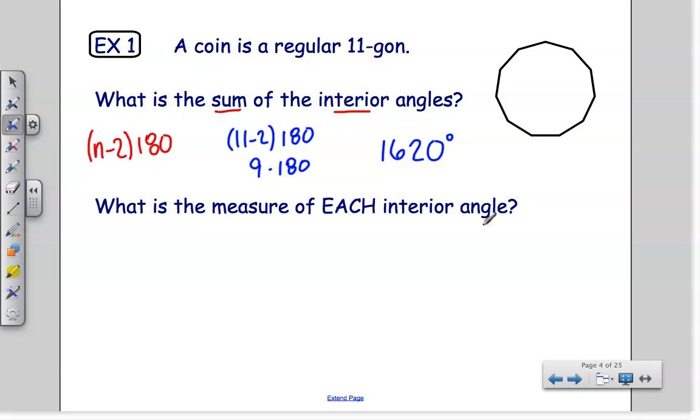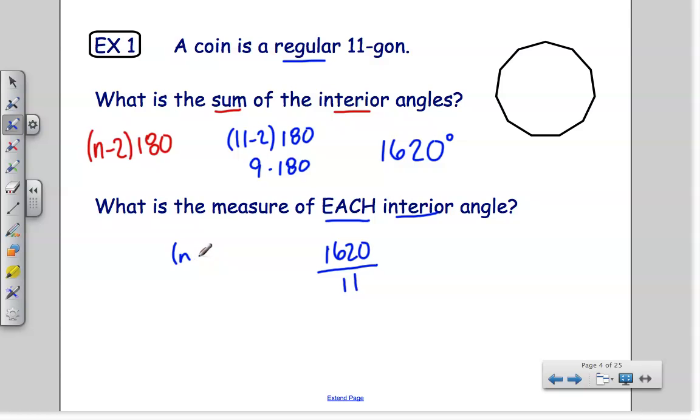Okay? And then the second part is what's the measure of each interior angle, not the total, not what they add up to, but what's each one. And I know that this is an okay thing to do because it was regular. That means all of these angles are congruent. Now really, I'm doing the 1620. Don't I already know the total angle measures are 1620? And I would divide by how many angles there are, which is 11.